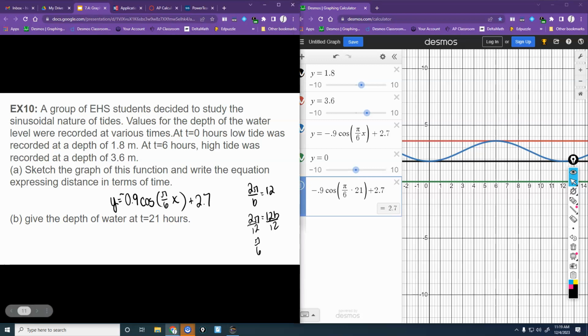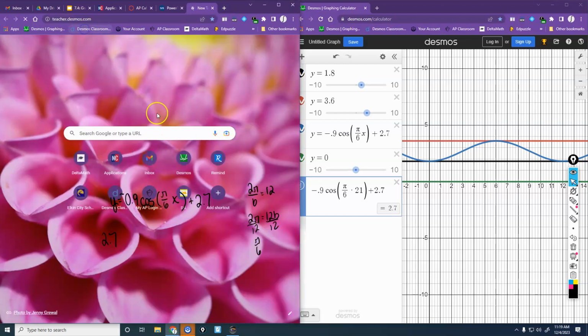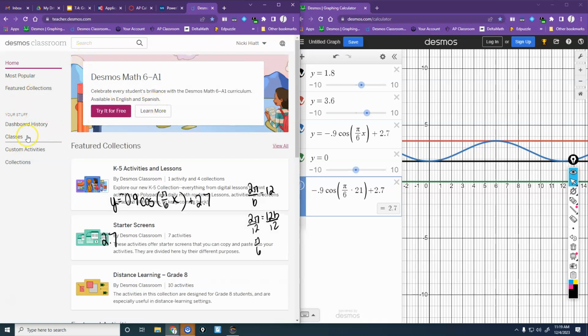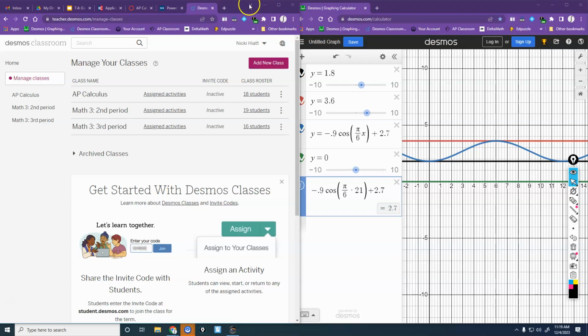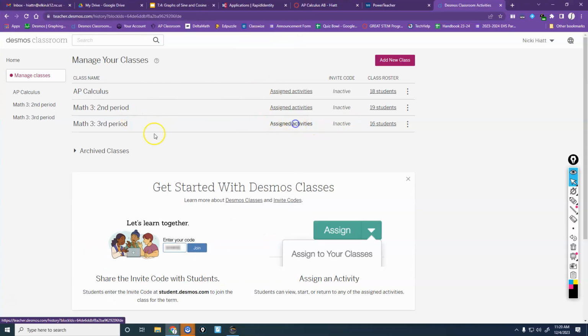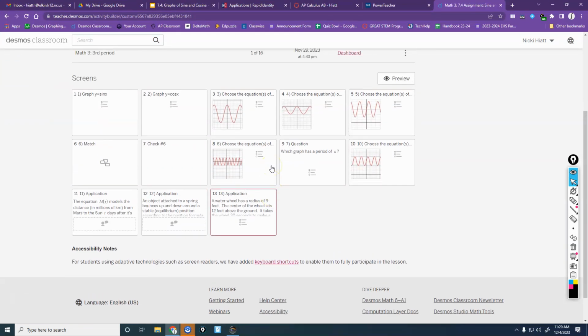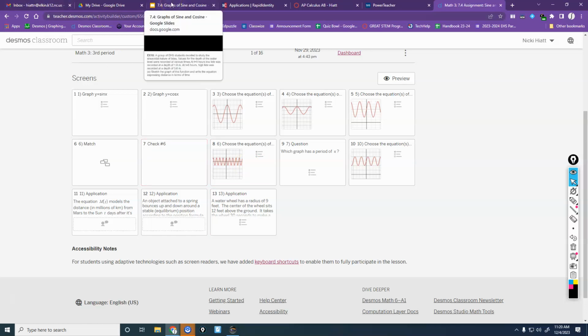All right, so your assignment for tonight is on Desmos Classroom. Let me pull it up real quick while you pack up. All right, it's 7.4. Do the first 7 slides, okay? First 7 slides.